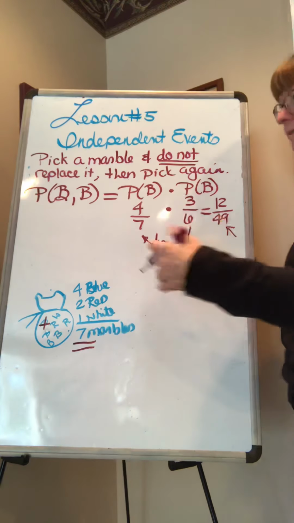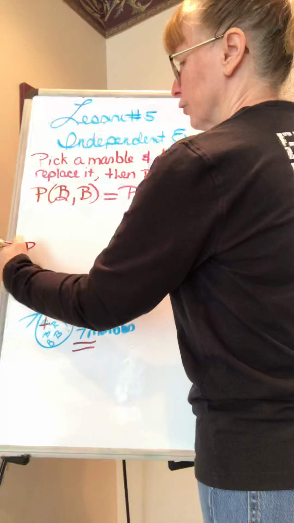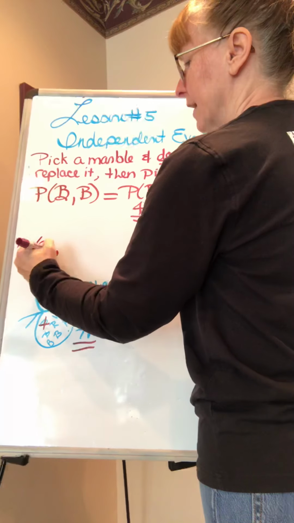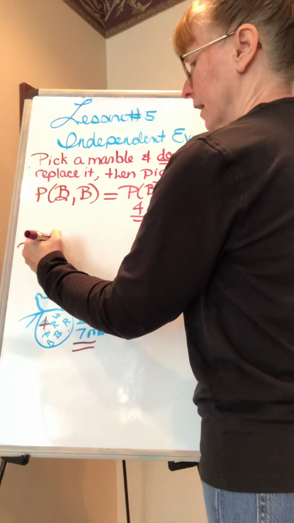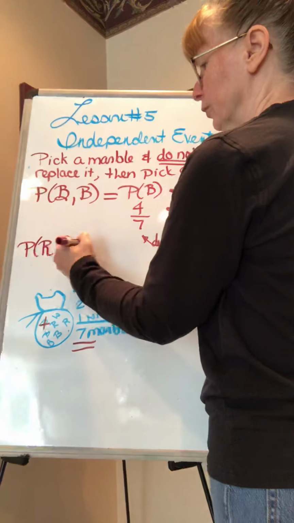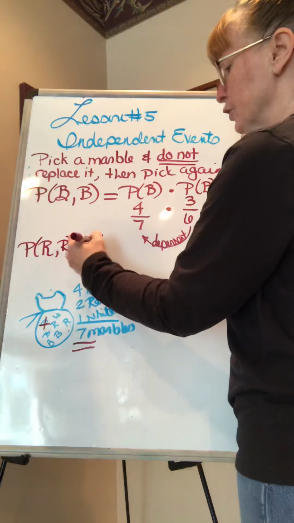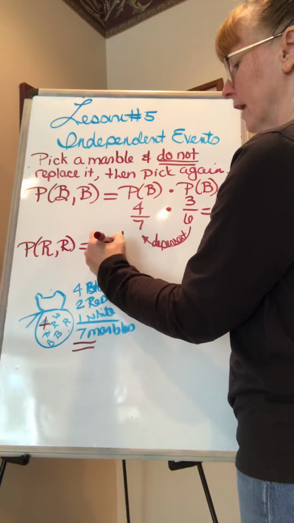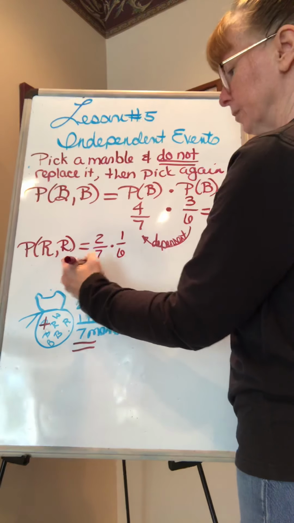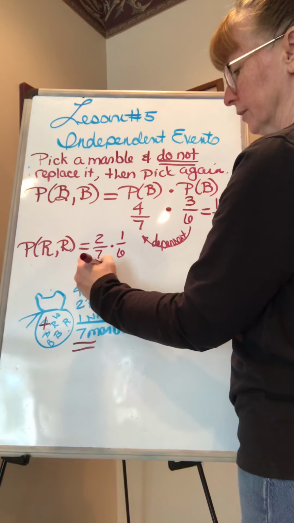If I go back to 7 in a bag and I said, what's the probability of picking a red followed by a red? Well, this would now be 2 out of 7 times 1 out of 6. And this would be 2 out of 42.